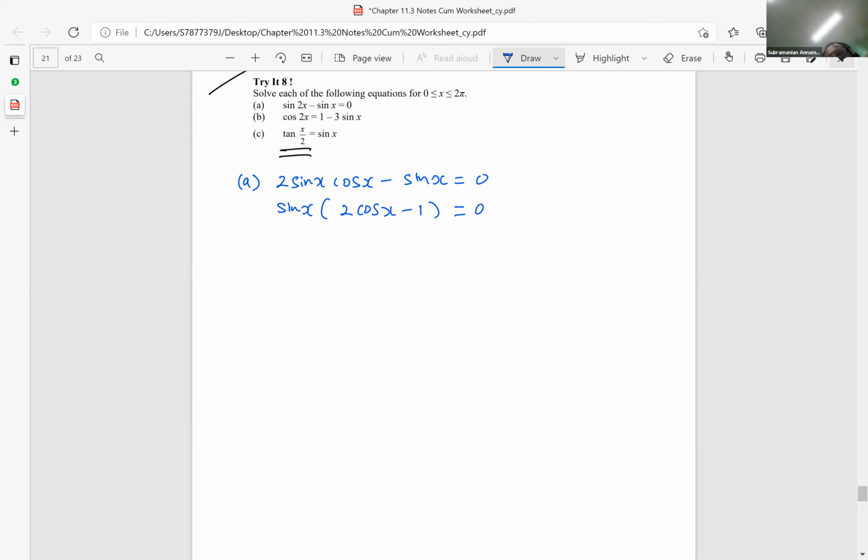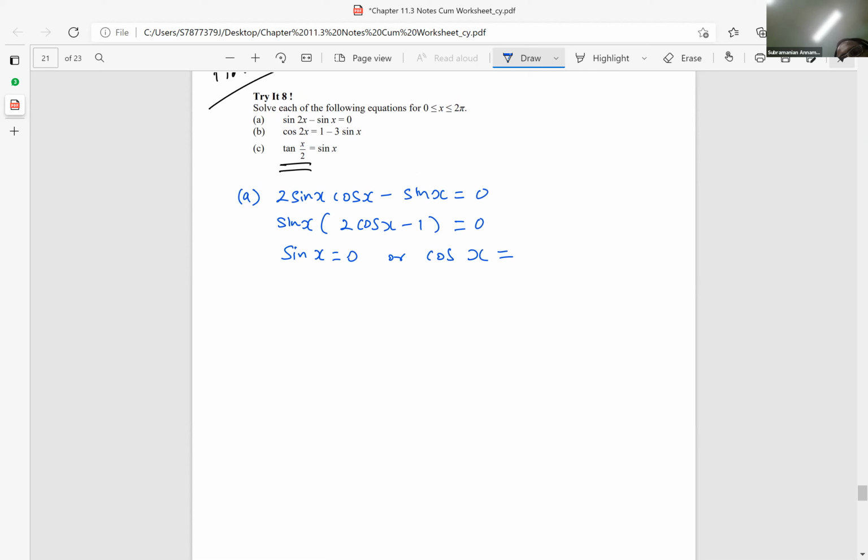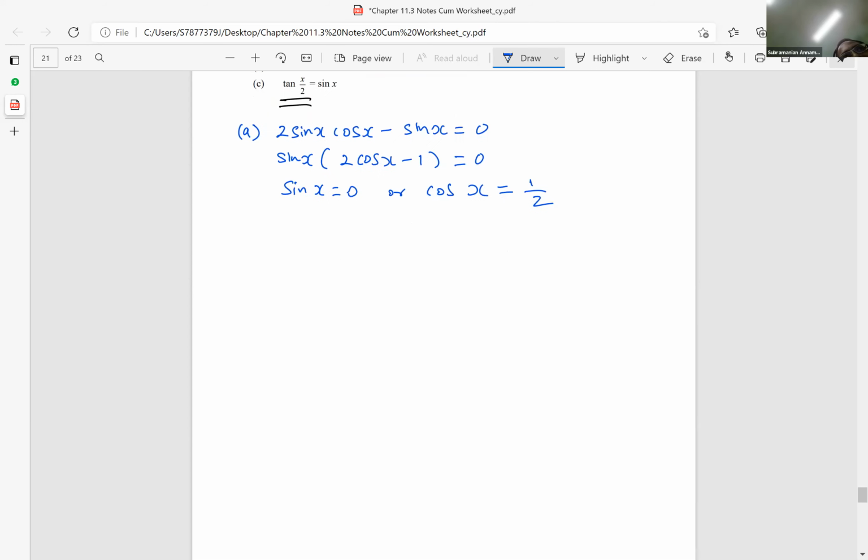Okay. Sorry, let's go through this. So this is 11.4 for those who have just come in, double angle formula. We are going through the homework section right now. So you have the zero product rule. So you have sine x equal to 0 or cosine x equal to half. I think you can do the manipulation on your own.